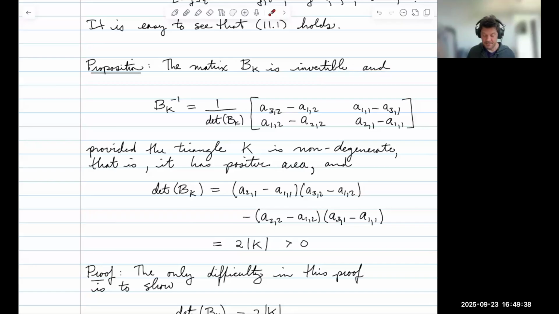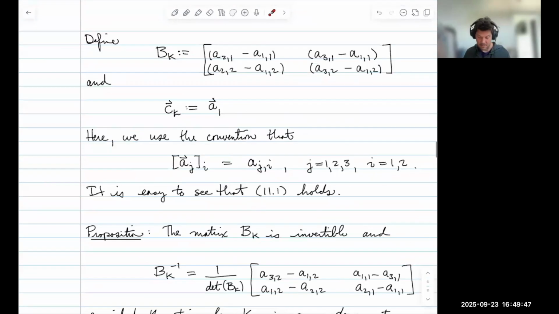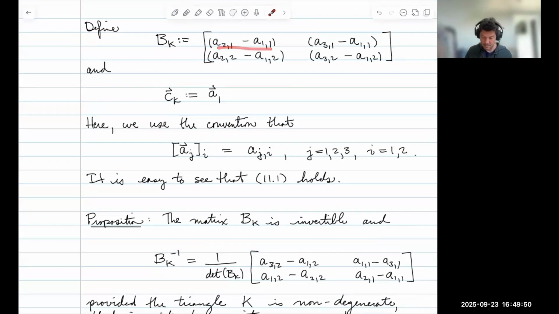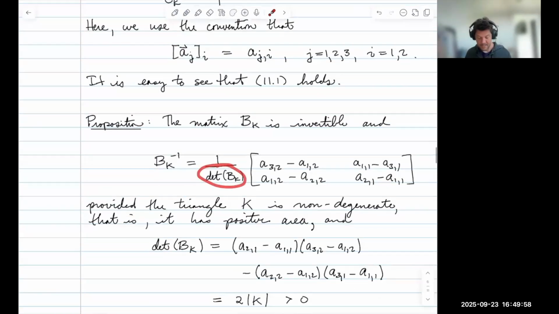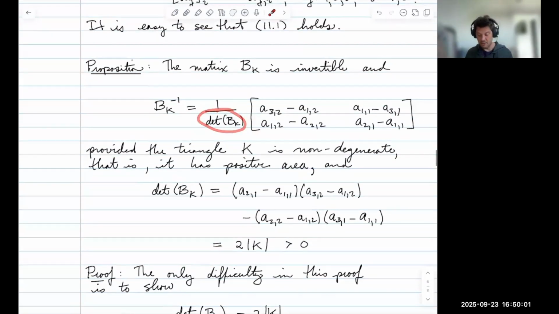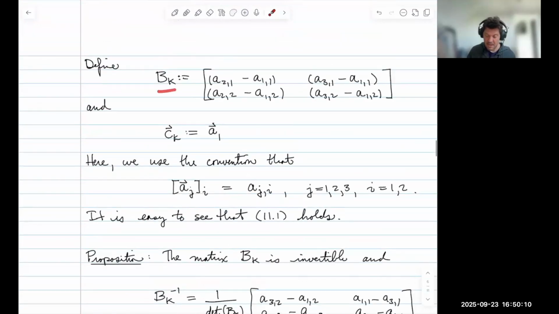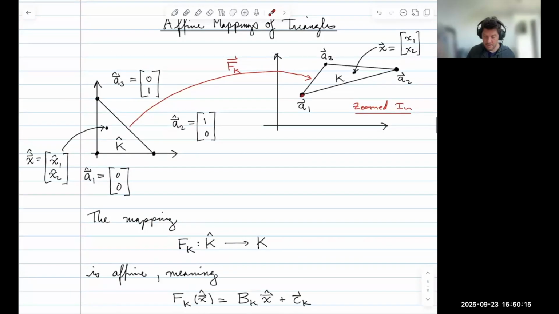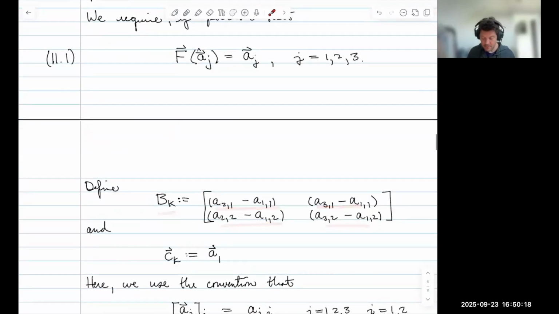Its inverse is the usual 2 by 2 inverse. I'm going to swap the diagonal elements, then negate the off-diagonal elements and divide by the determinant. So it's invertible as long as the triangle into which I'm mapping K is not degenerate. Notice that BK is entirely determined by the points in my triangle K.